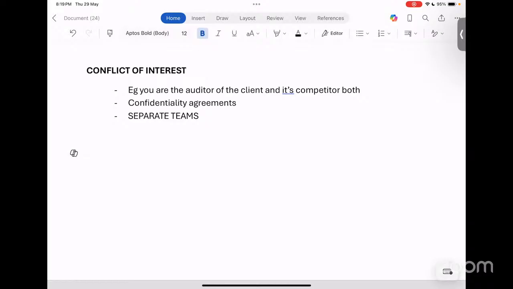Similar to that, there are so many threats like self-interest threat. So what is this self-interest threat? Here, basically what happens is there's a financial interest which is vested. So this financial interest which is vested is basically, for example, you own shares of your client. So you are the auditor of the client and you also own their shares. So you would want their share price to increase. So it's your self-interest, right?